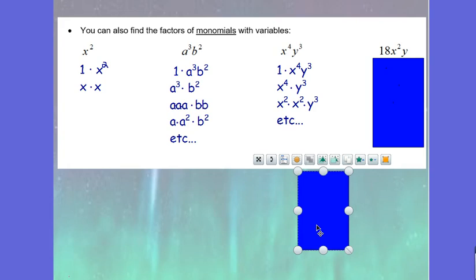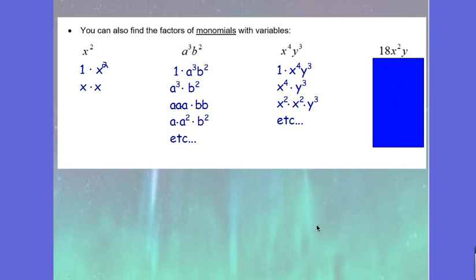You could also break them up as x times x times x times x times y times y times y. There are many other options. Let's take a look at this monomial. It now has a coefficient of 18.